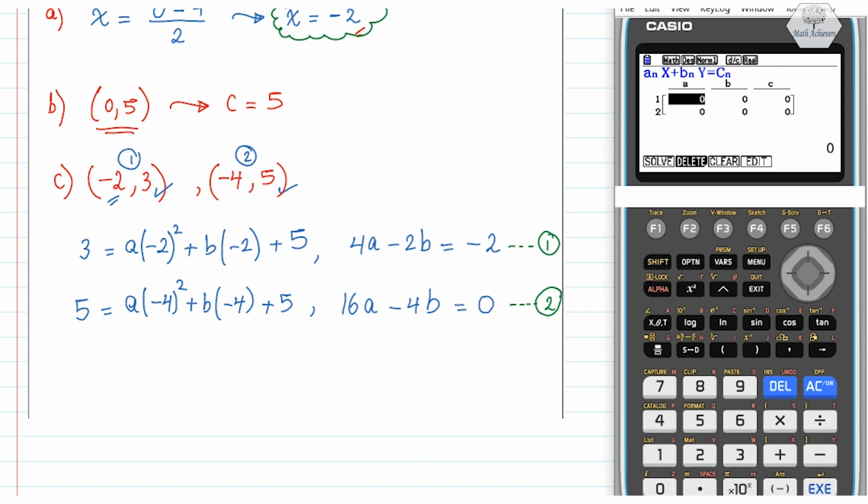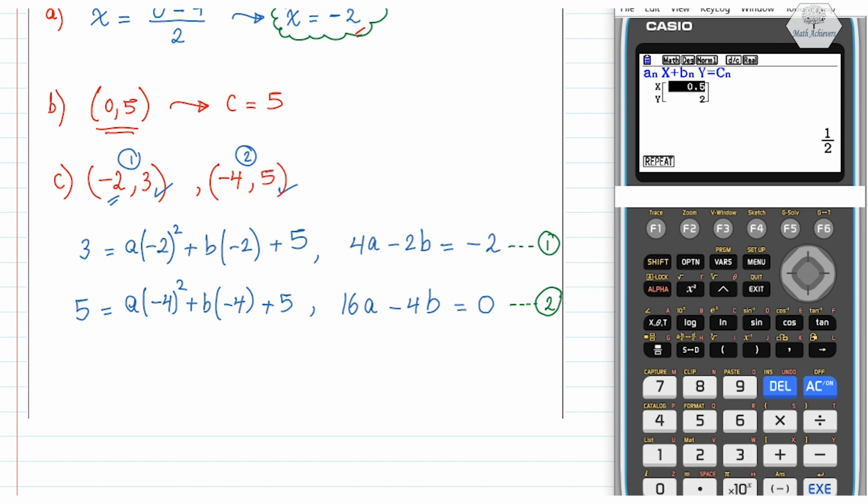The coefficient of a is 4, and the coefficient of b is minus 2. After that, the constant value is minus 2. And I go to the second equation, having the coefficient of a to be 16, the coefficient of b minus 4, and the constant value to be 0. And we just execute, having x to be half. The x represents the a value, and the y to be 2. The y represents the b value.